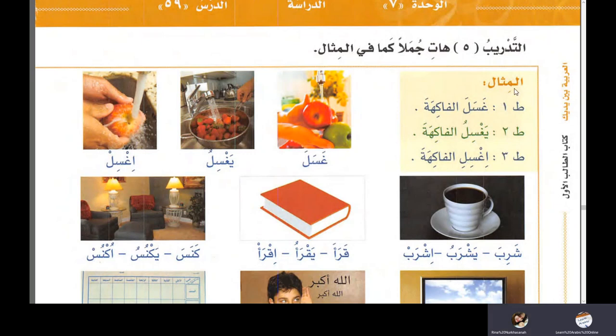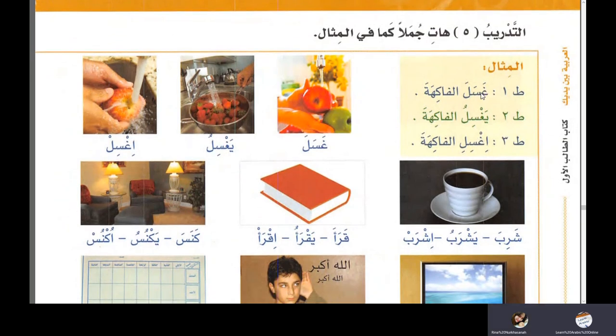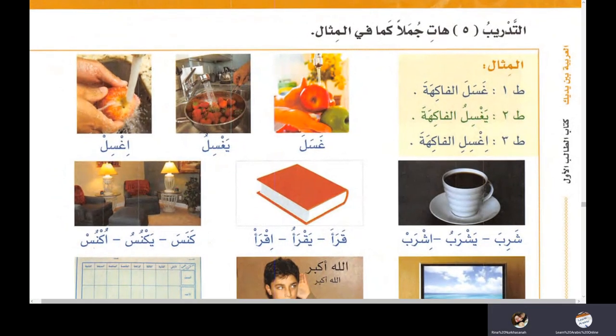Okay. Talibul awwal, ghasala al-fakihata. He washed the fruit. Second student: yaghsilu al-fakihata. He is washing the fruit. Third student: ighsilil fakihata. Wash the fruit. Okay.